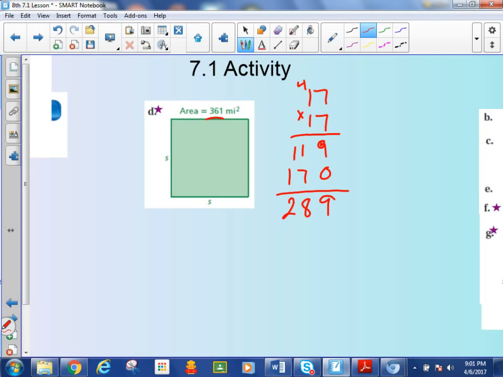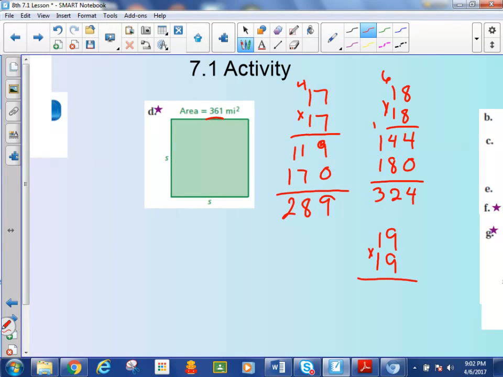I'm going to try 18 times 18. So 8 times 8 is 64. 8 plus 6 gives me 14. Bring down the 0. I have an 8, and then 1 times 1 is 1. That gives me 324. It has to be 19 times 19, or 19 squared.